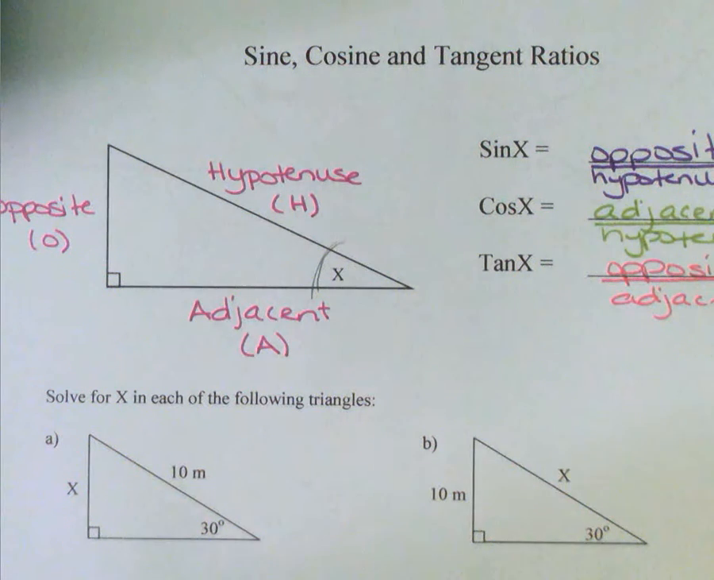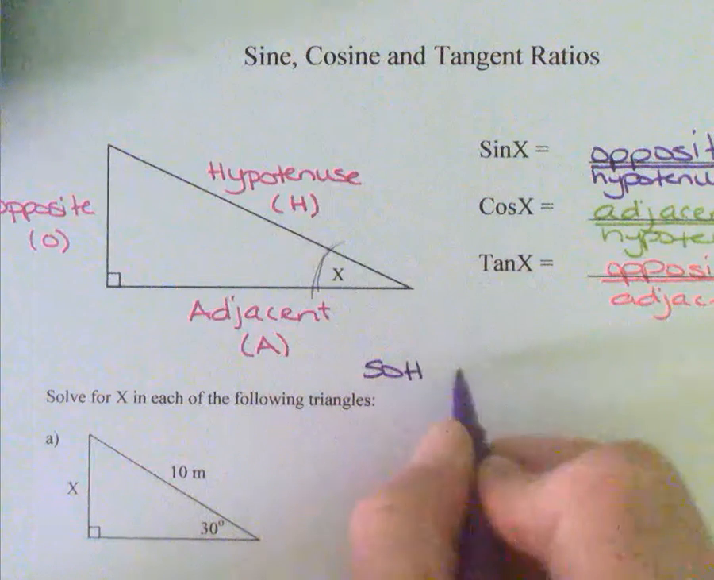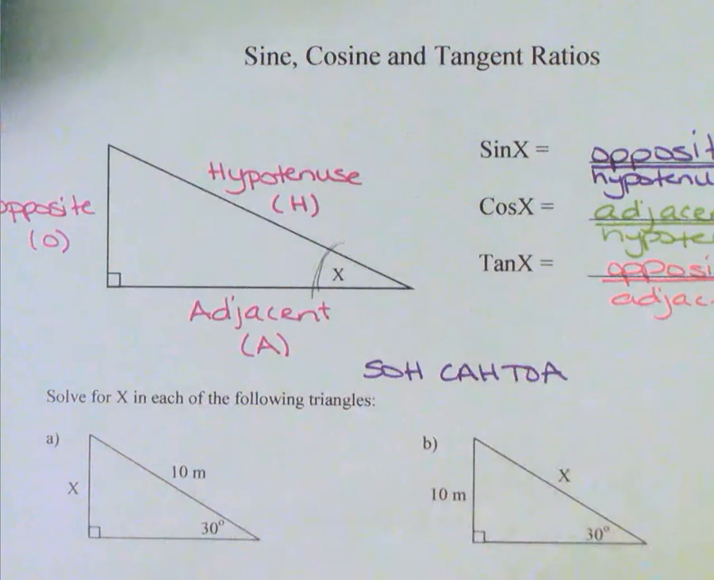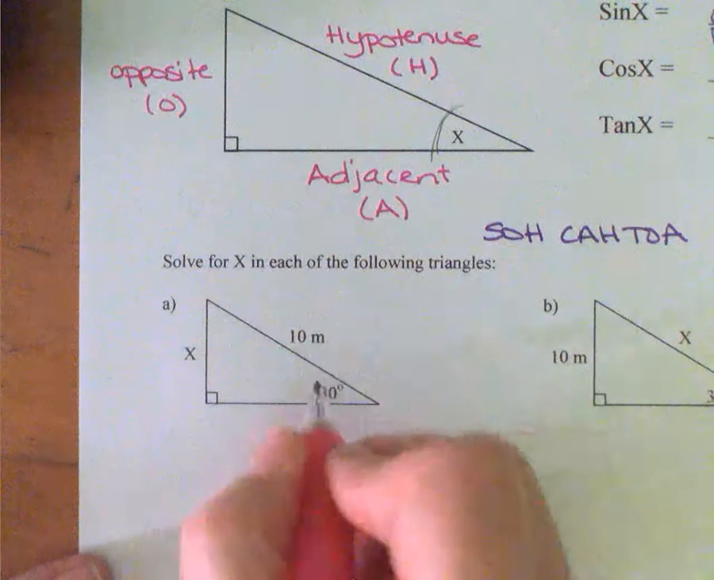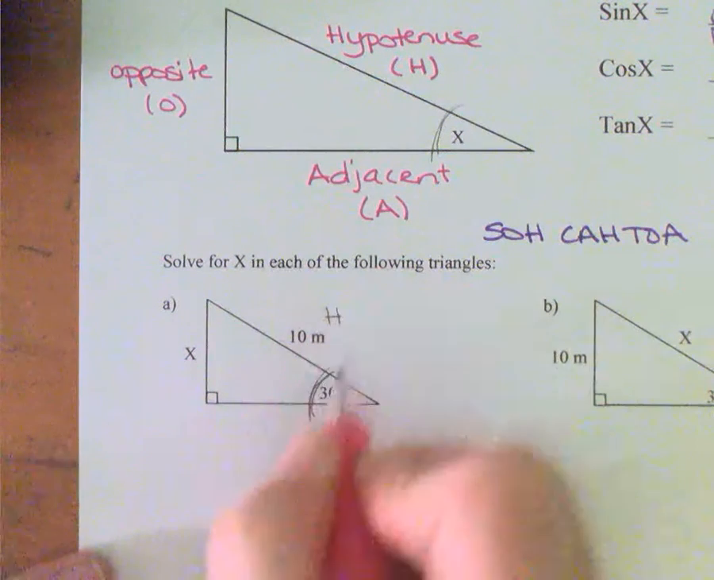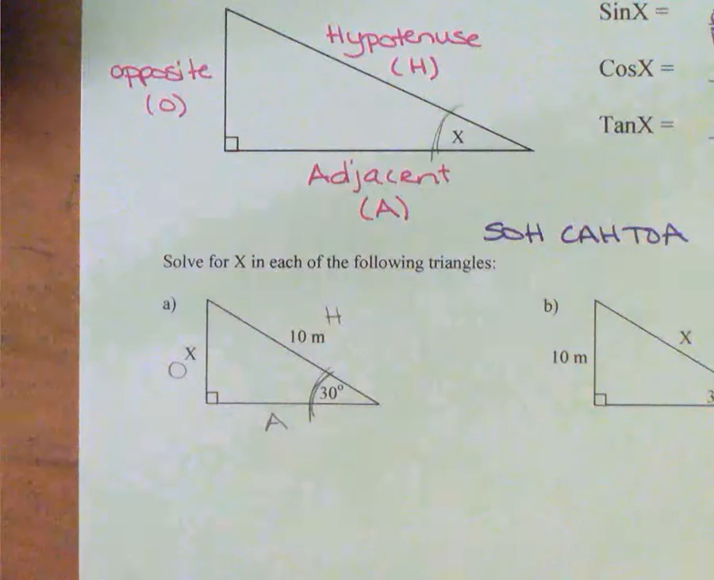So we like to use SOHCAHTOA to help us remember which sides go with which trig ratio. So if I look at triangle 1, here is my angle. This is the hypotenuse. This is opposite, and this is touching it, which is the adjacent.